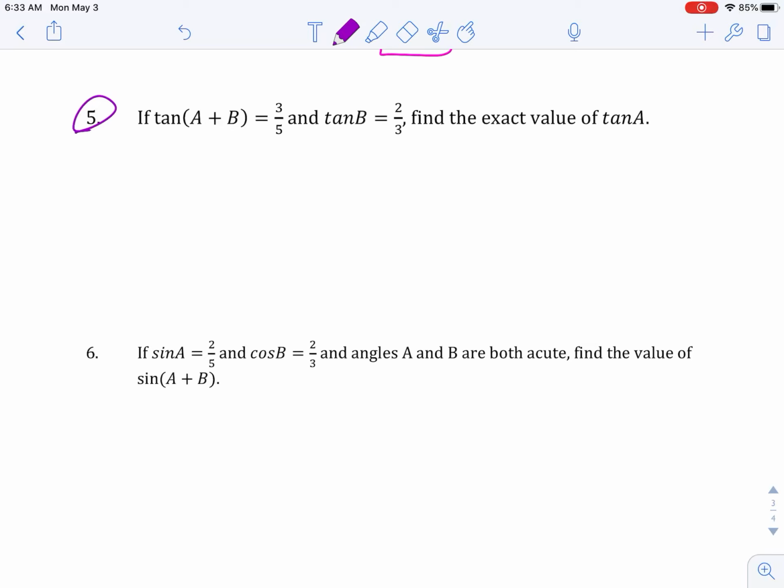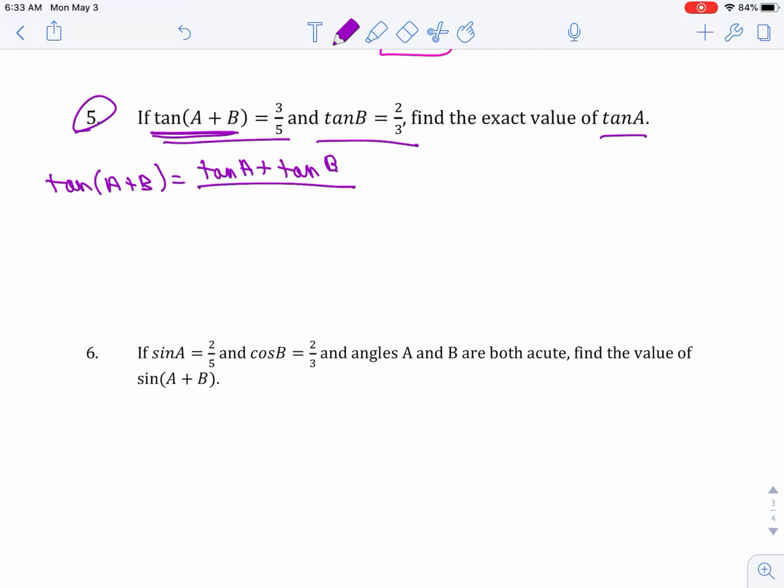So this one says, if the tangent of a plus b is equal to 3/5 and the tangent of b is 2/3, find the exact value of the tangent of a. So we have the tangent of a plus b, and so we're going to use the tangent of a plus b formula. So we'll have the tangent of a plus b is equal to the tangent of a plus the tangent of b divided by 1 minus the tangent of a times the tangent of b.